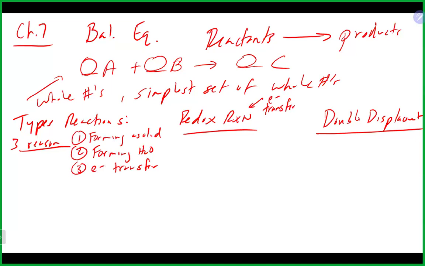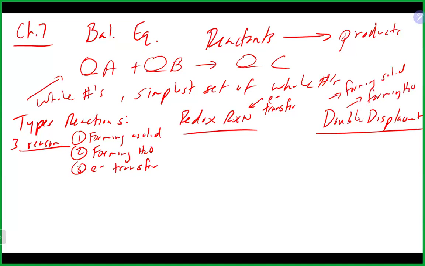Remember that if something is oxidized, it loses electrons and becomes more positive as it goes from reactants to products. If something gets reduced, then it gains electrons as it goes from reactants to products, and it will become more negative. The double displacement reactions take care of the other two reasons, and that is forming a solid and also forming water.